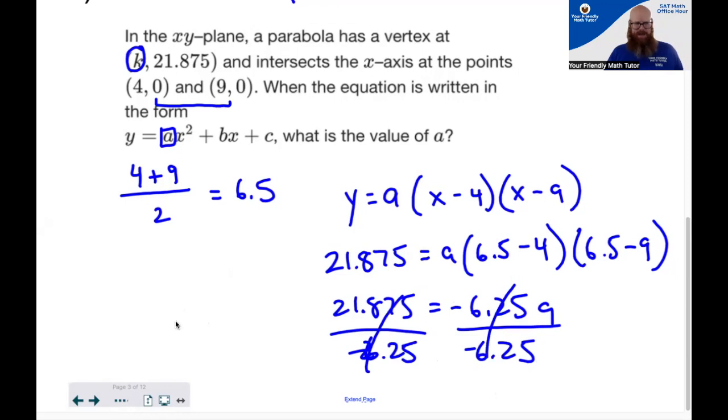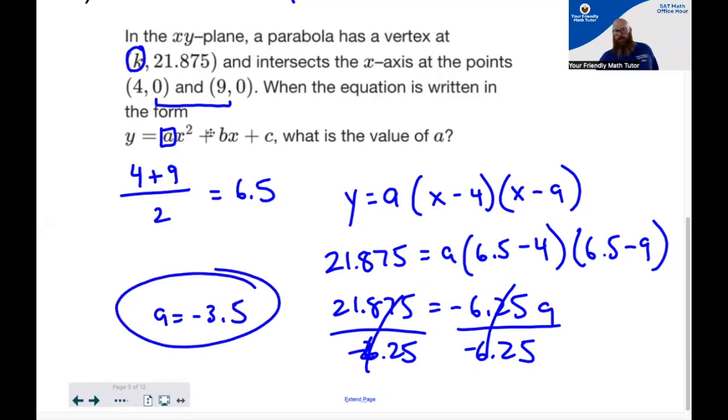So A ends up being negative 3.5. And that's our answer. You could have done vertex form, y equals a times x minus h squared plus k, and substituted in the vertex and then plugged in either one of these points, and you still would have got a is negative 3.5. So stay away from standard form. Standard form is going to be the hardest one to get it into when you're given this information. You're given the vertex and the intercepts, so either use vertex form or intercept form.